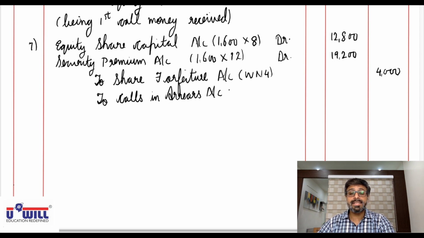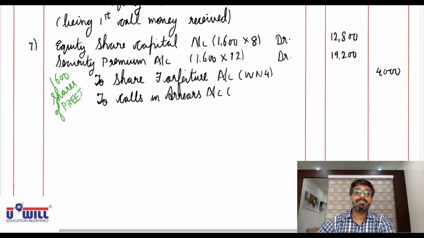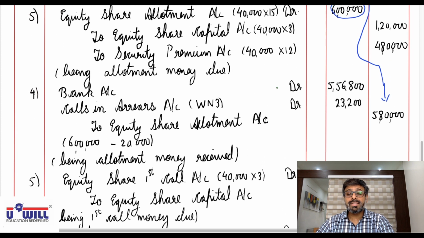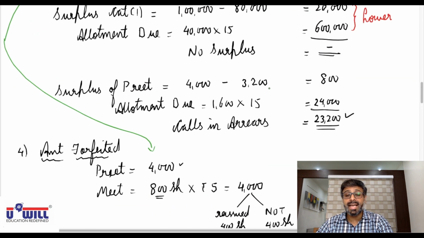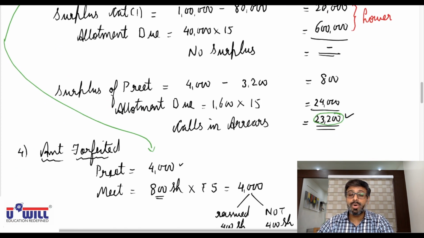And calls in arrears is important, be attentive. Only Preet's calls in arrears are to be taken. We are passing this entry to forfeit 1600 shares of whom? Preet. So see here. Is this 23,200 calls in arrears of Preet? Yes. These are of Preet's 1600 shares only. Here we have done the calculation. This 23,200 are calls in arrears of Preet only.